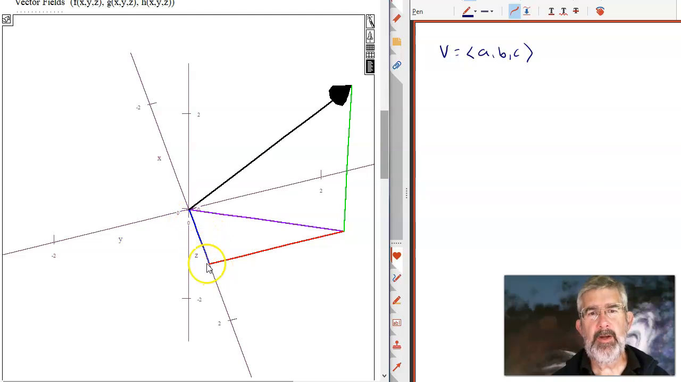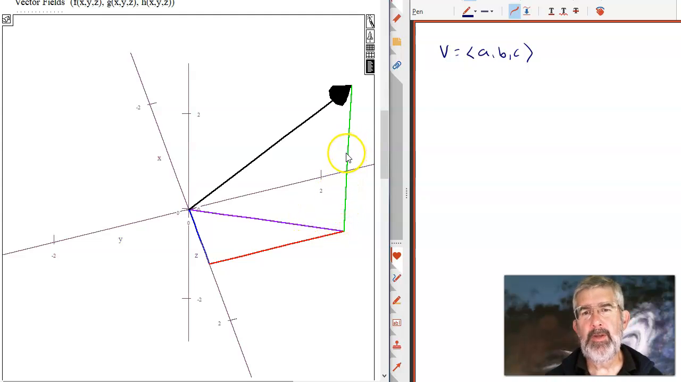So a is the length of the blue line segment here, b is the length of the red one, and c is this green one that goes perpendicular to the xy plane. So the x component, the y component, and the z component there. Now, to find the length of this, I want to use the Pythagorean theorem with a right triangle between the purple and the green. Purple is in the xy plane, the green is perpendicular to the xy plane, so that's a right angle right there, which means I could use the Pythagorean theorem.